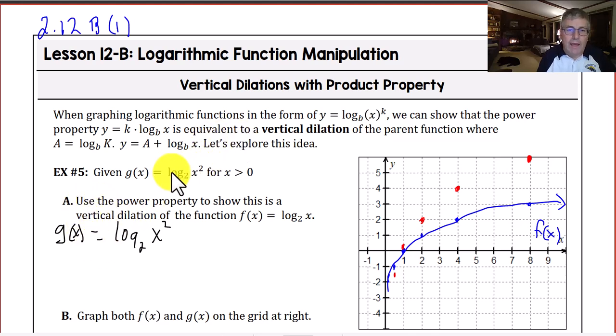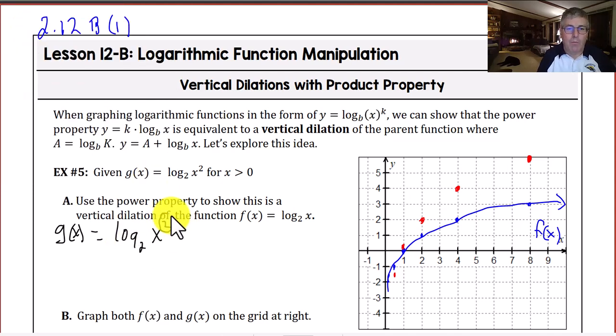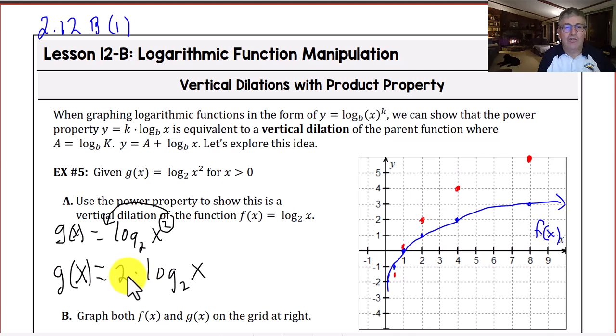Now this one we had g of x equals log base 2 of x squared. We can apply the power rule. We can bring that exponent 2 down in front, and we get 2 times the log base 2 of x. Now we should know from our previous studies that the 2 is no longer bundled with the x, and that is going to be a translation along the y-axis. So in this case, we're going to have a vertical dilation of 2. We're moving up along the y-axis.